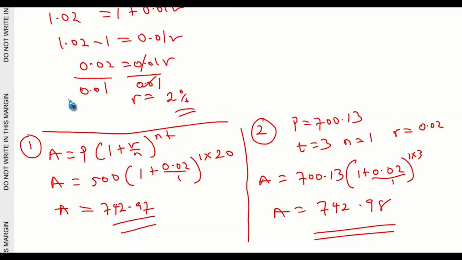So you can use any of these two options, it depends on you. If you take the principal to be 500, that means you are considering from year 1 to year 20. But if you take the principal to be 700.13, that means you are taking the years from year 17 to year 20. So that is just the difference there. You can use any one that is convenient for you.